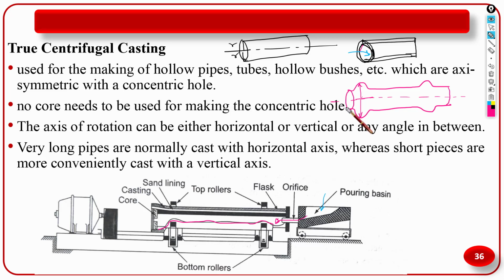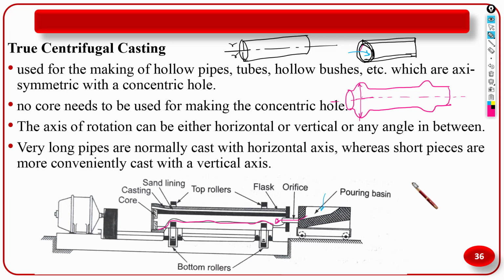Okay. So very long pipes are normally cast with a horizontal axis. This casting can be done in horizontal axis and vertical axis also, but long pipes and heavy pipes have to be cast in a horizontal axis. But if short pieces are made, it is better to cast in a vertical axis.